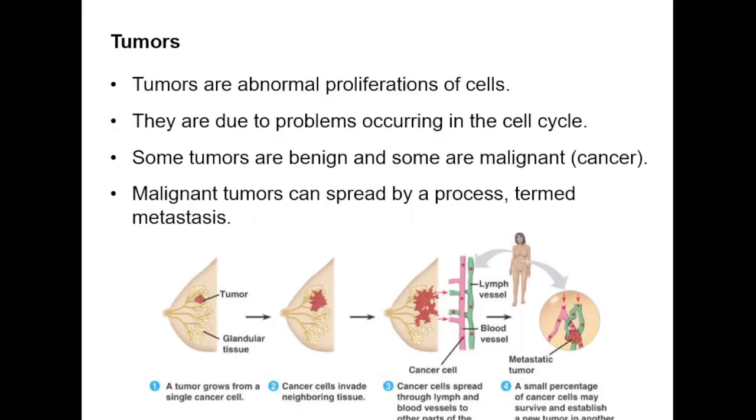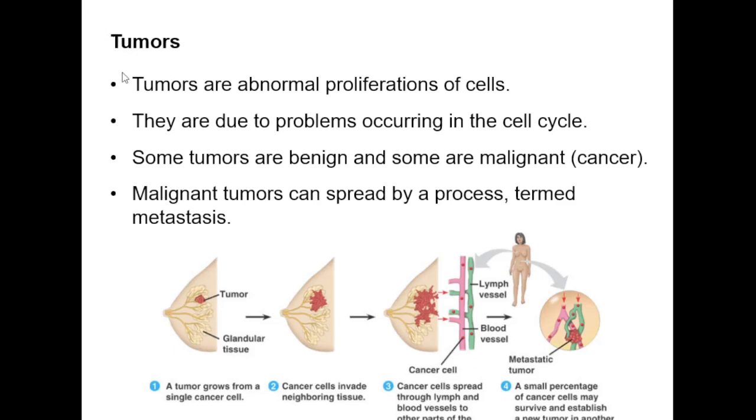Now, the last activity of the cell is differentiation. And when we say differentiation, it is maturation. When there is a problem in mitosis, it will lead to an abnormal proliferation of cells or an abnormal continual cell division, leading to the production of a tumor.